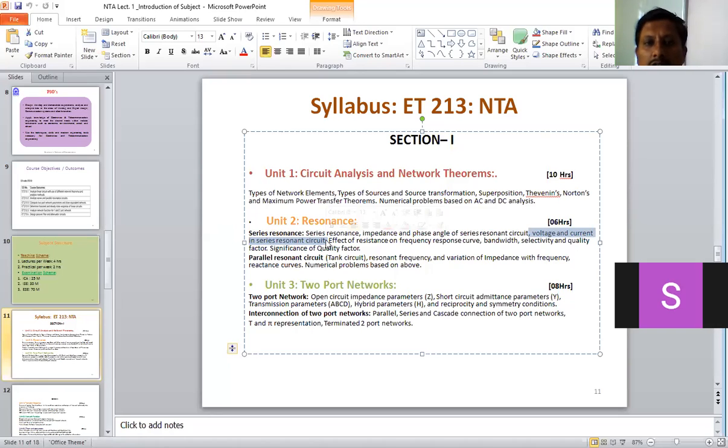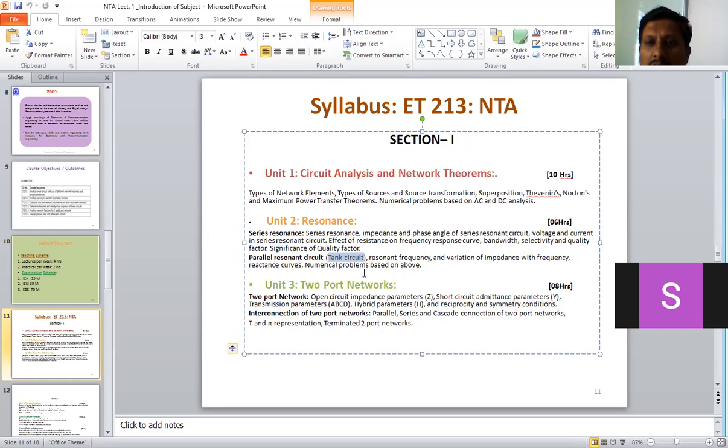Once we complete the theoretical part of series resonance, we can solve numerical examples based on the series resonance circuit. After that, the parallel resonance circuit, which in short we can call a tank circuit. Most of the time in communication systems, especially in the superheterodyne receiver or radio receiver, the tank circuit is used for adjusting the receiver frequency with the transmitter frequency. That is called the resonance concept.